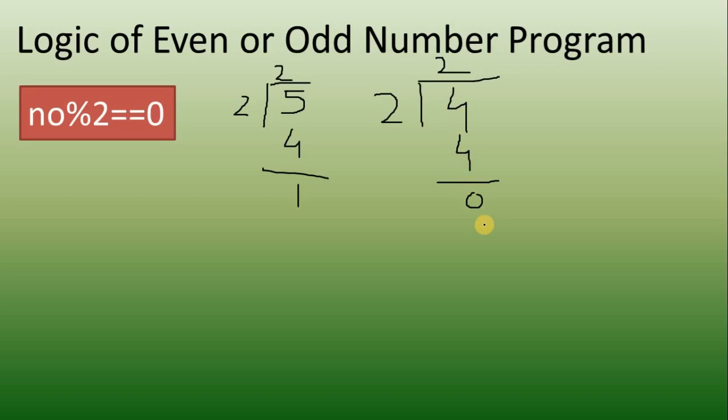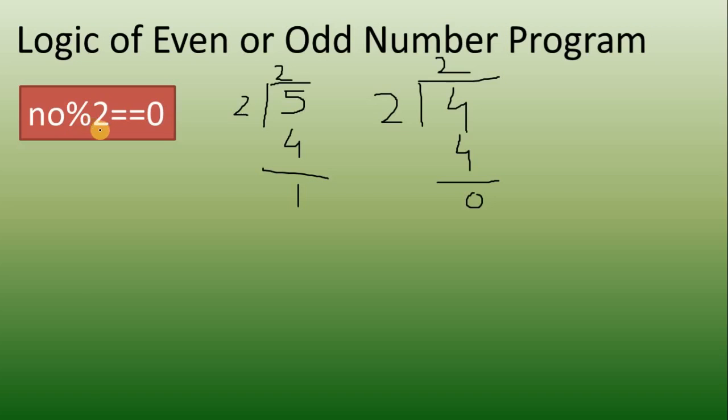In case we get remainder 0, we show it is an even number. So 4 is an even number. Why is it even? Because the remainder is 0. 5 is an odd number. Why is it odd? Because the remainder is not 0, it is 1. Whenever it is 0, we conclude that the number is even. If it is not 0, we conclude it is odd. That's why we wrote this logic.